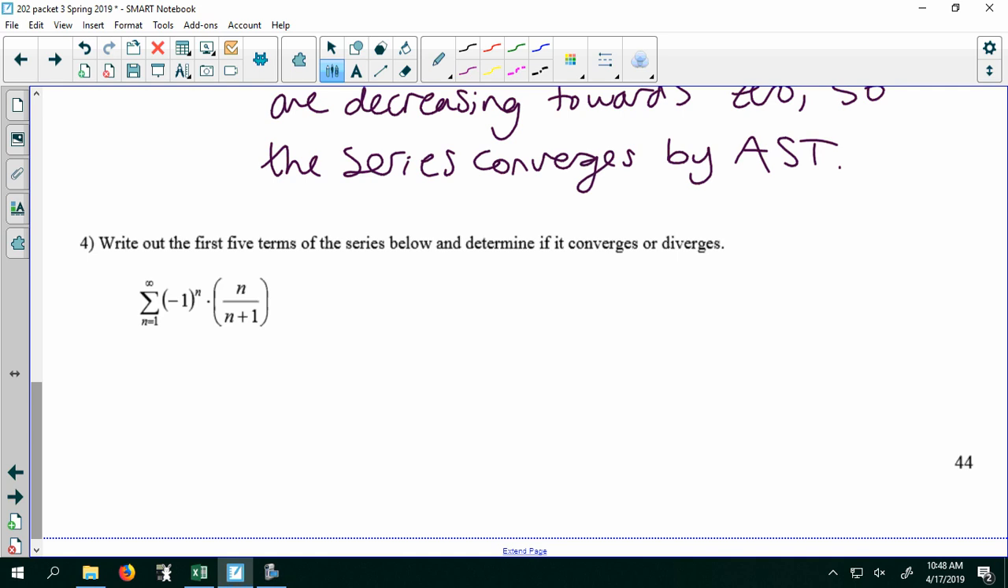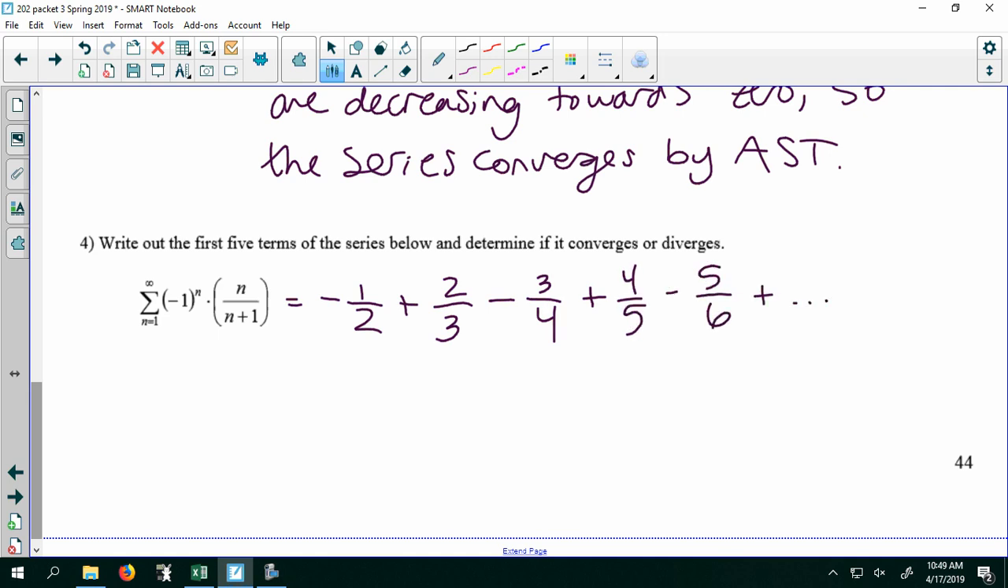So this is an alternating series, because that negative 1 to the n is going to make the signs alternate. So I'm going to write out the first 5 terms. If I plug in n equals 1, negative 1 to the first is going to be negative 1, so this is going to be negative, and then 1 over 2. When I plug in n equals 2, my negative 1 to the n is going to become positive. Negative 1 squared is positive. I'm plugging in 2, so this is 2/3. My next term is going to be negative, because negative 1 cubed is negative, and I get 3/4. And then I'm going to have plus 4/5 minus 5/6 plus da, da, da.